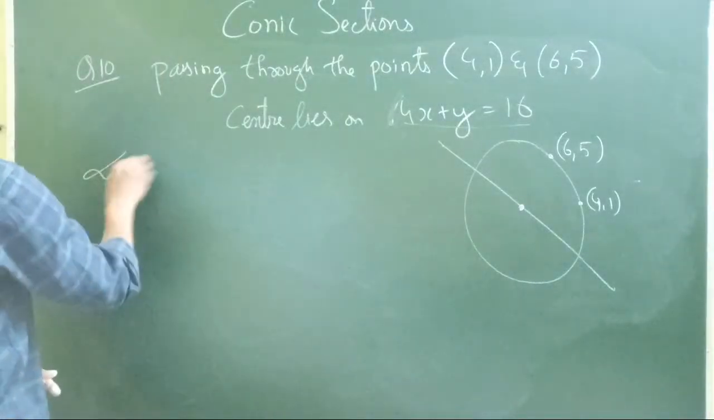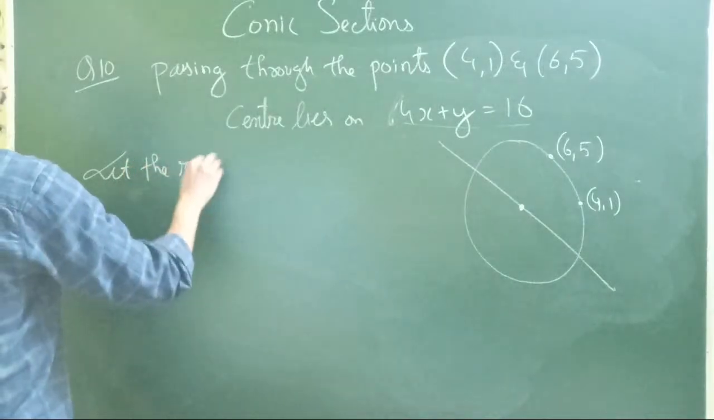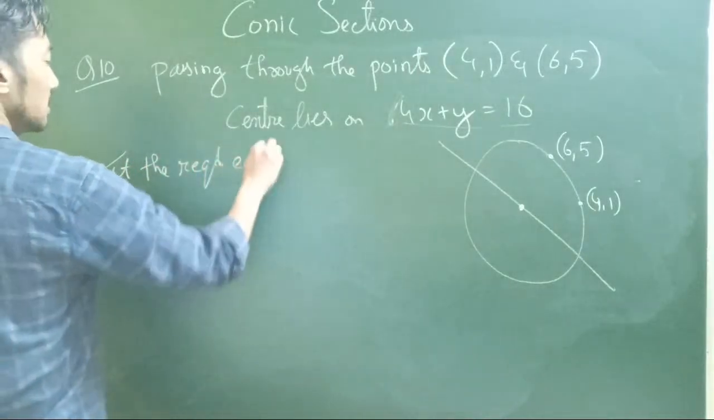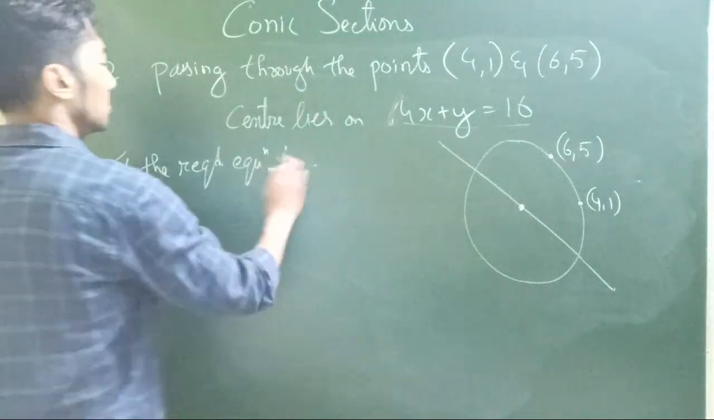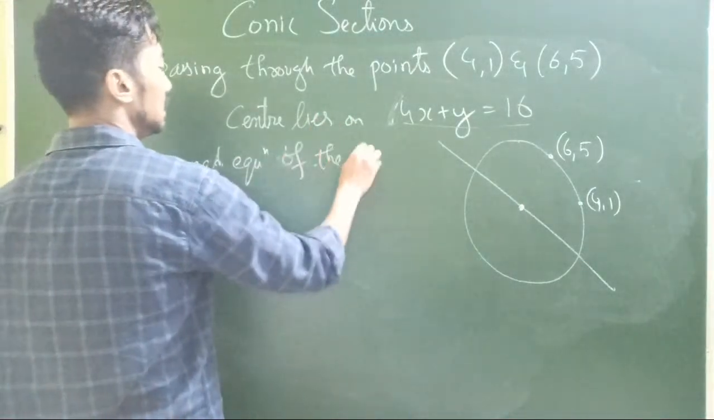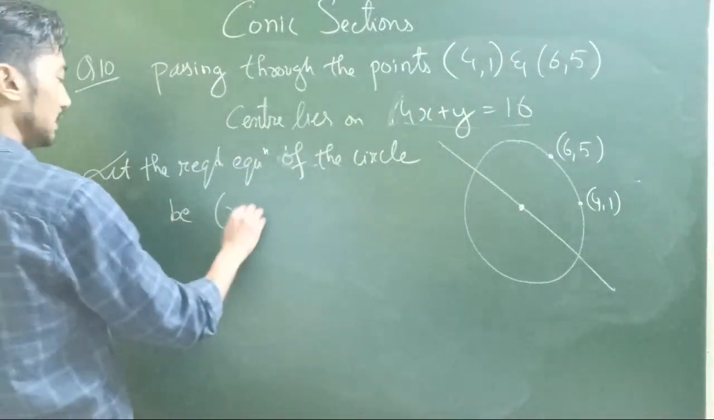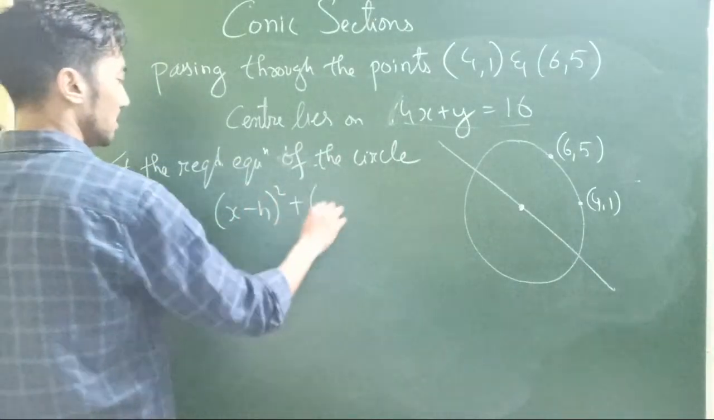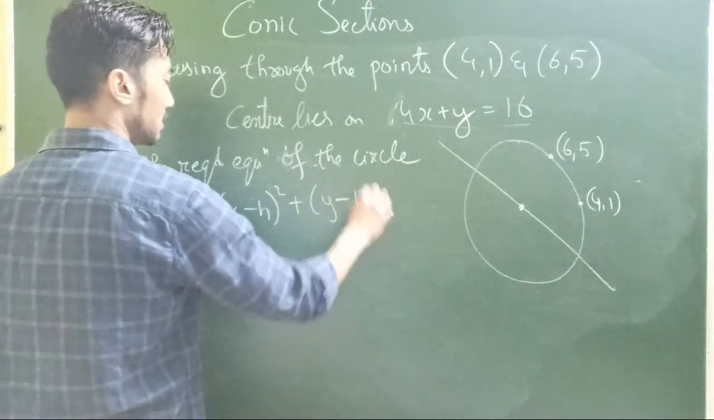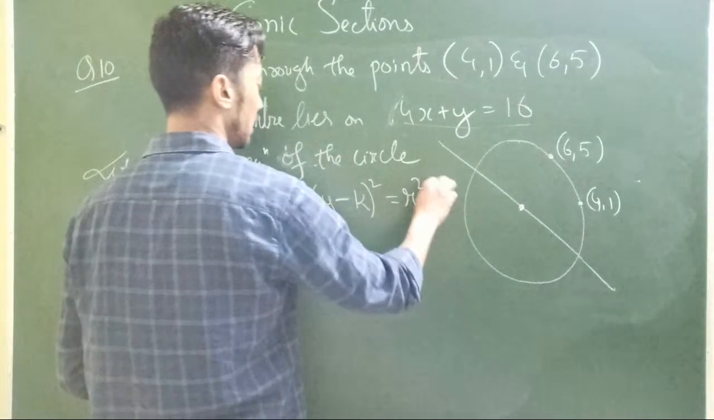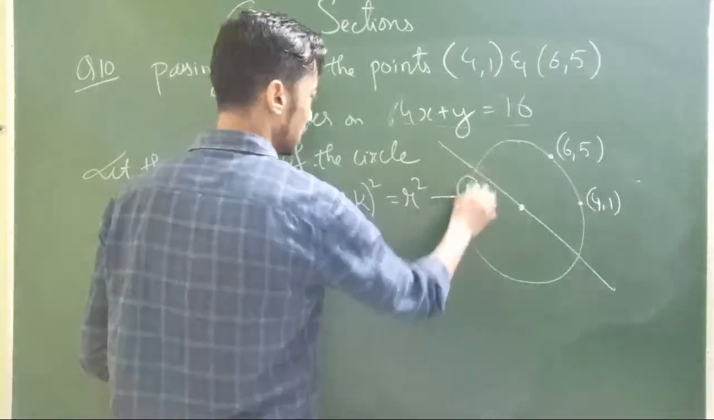So let the required equation of the circle be x minus h whole square plus y minus k whole square is equal to r square. Let's use this as our equation 1.